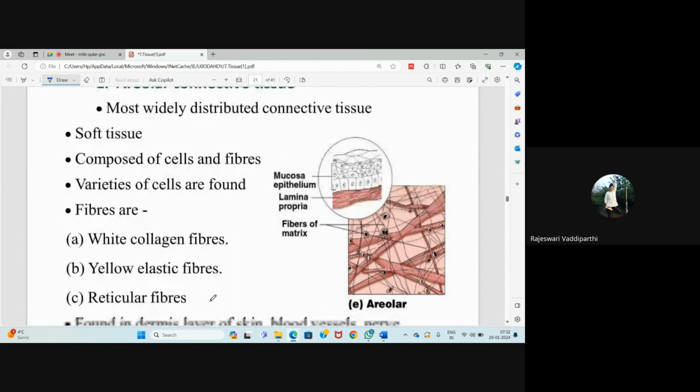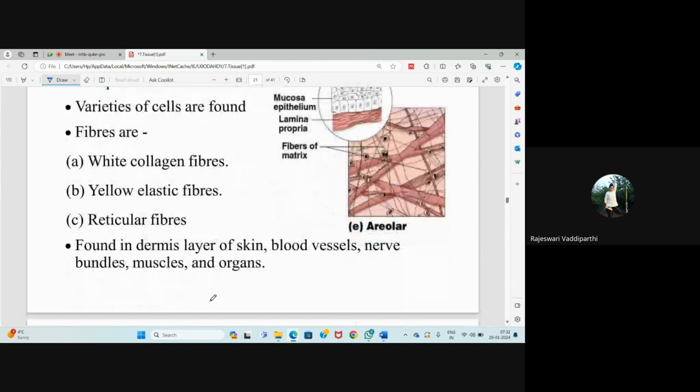Ma'am, you have said white collagen fiber, then yellow elastic, and then third is reticular. What is the difference between collagen, elastic, and reticular, ma'am? Okay, good question. So we will discuss this later. We have types of fibers also. So don't worry, your doubt will be cleared in the upcoming sessions.